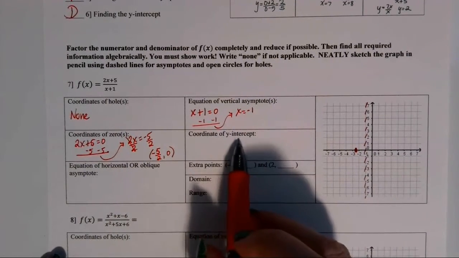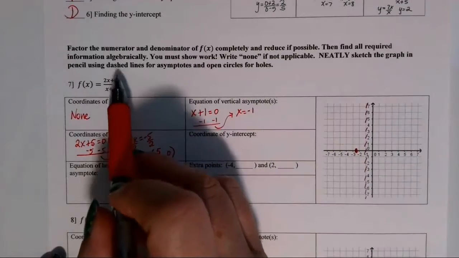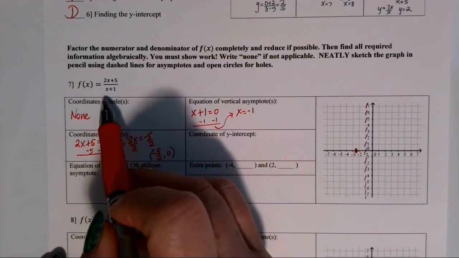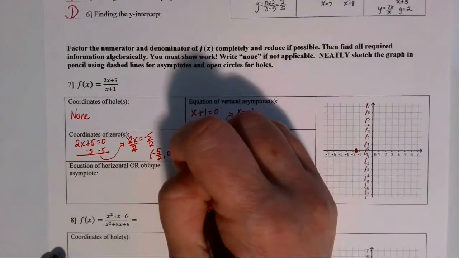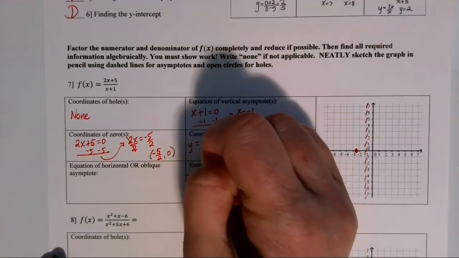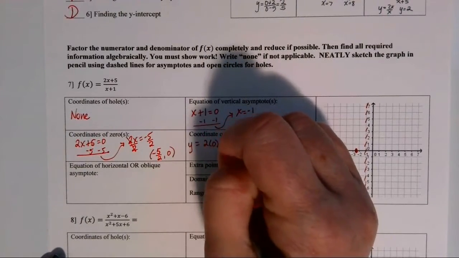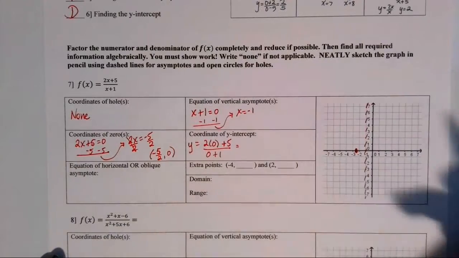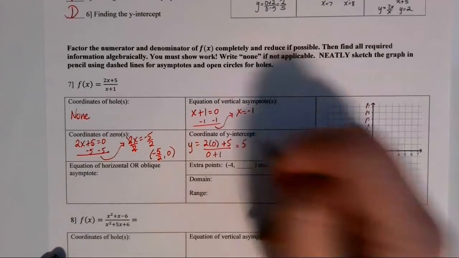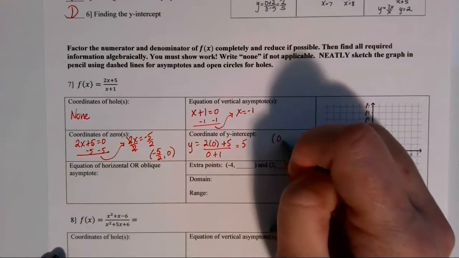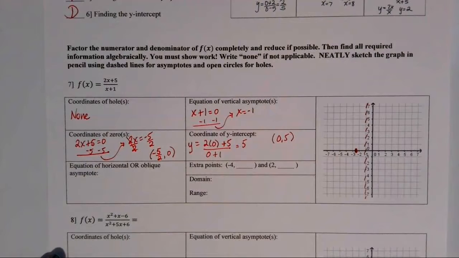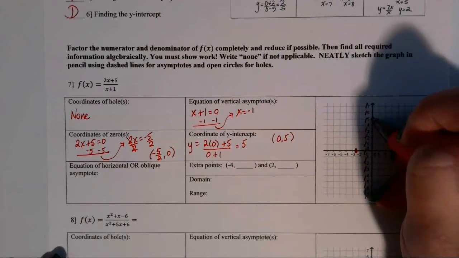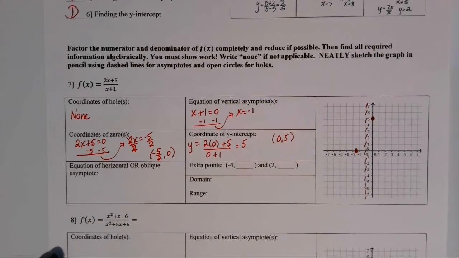Okay, then to find the coordinate of the y-intercept, we put zeros into the x's here. So y is equal to 2 times 0 plus 5, all divided by 0 plus 1, and that's equal to 5. So the coordinate of the y-intercept is at 0, 5. And we'll plot that with a closed circle on the y-axis.